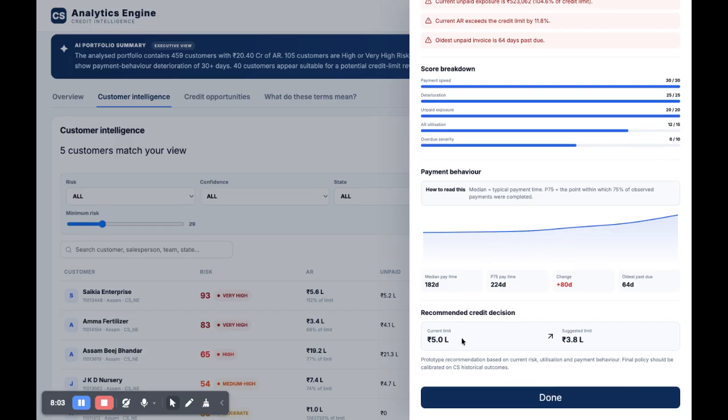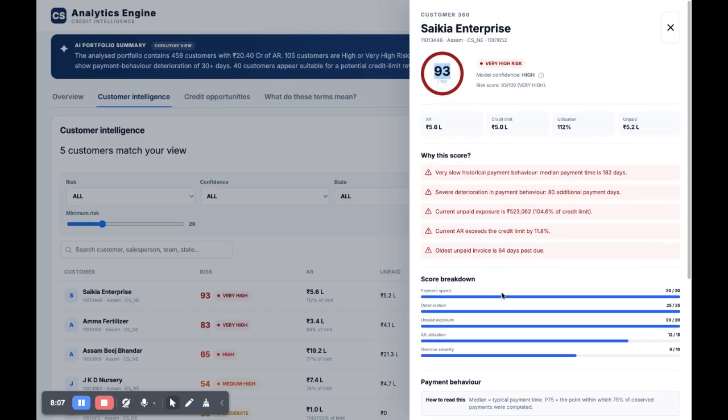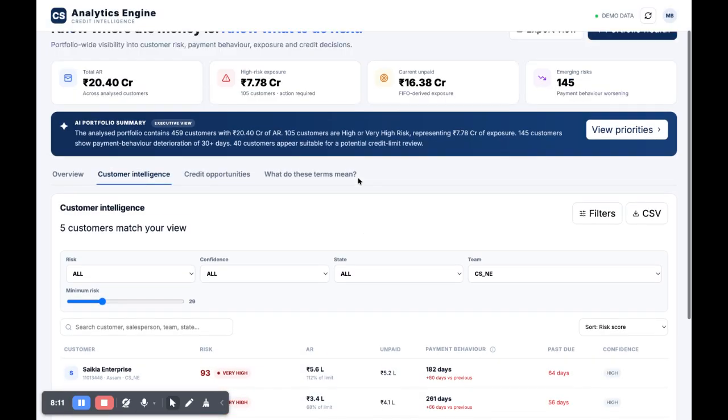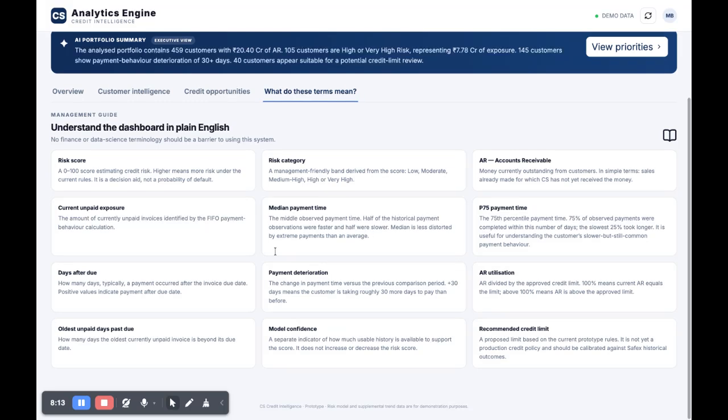His credit limit is this much. The system is suggesting that his credit limit should be reduced. There are different terminologies we have used. If you want to see the meaning of those terms, you can simply go here. This is just for reference.